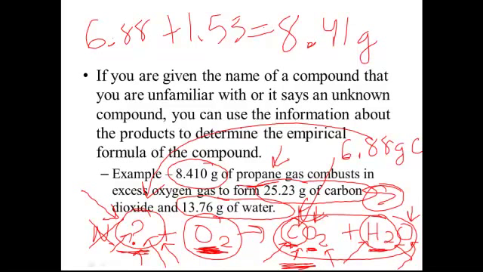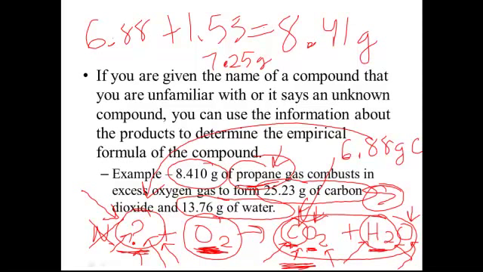If the number was lower, let's say it was only like 7.25 grams, then you've got 1.16 grams of something left over, and so that's where your oxygen would come in as well. So then we could figure out, okay, how much oxygen is actually in it? Oh, it's 8.41 minus 7.25. And that would tell you how much oxygen is in this propane molecule.